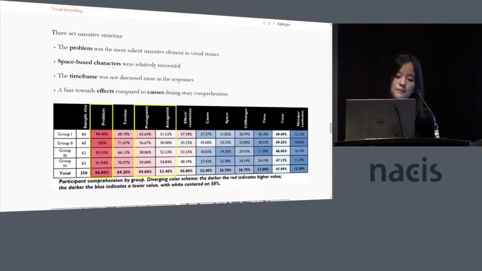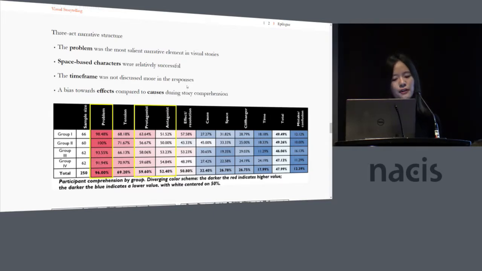And second, space-based characters were relatively successful. We have protagonists and antagonists in this yellow highlighting box. We can see that more than half of the participants could understand the characters in the story. Traditionally, we think the characters in a story should be human beings, should be people, but actually they can be places in these map-based visual stories.